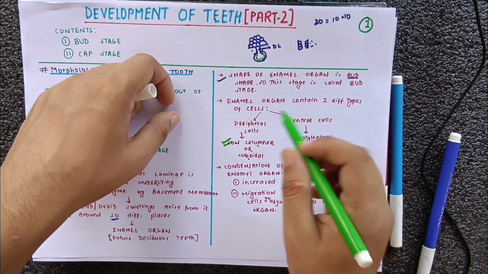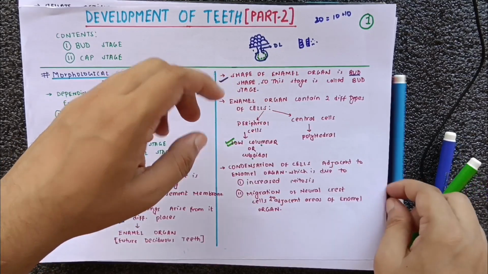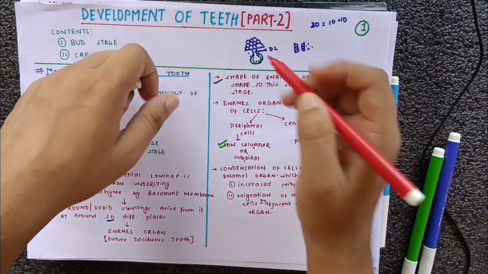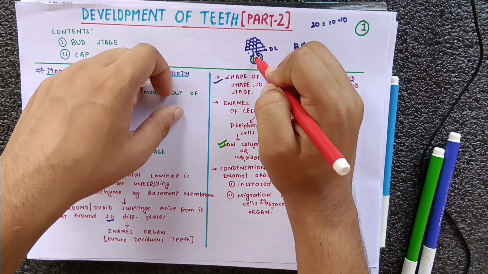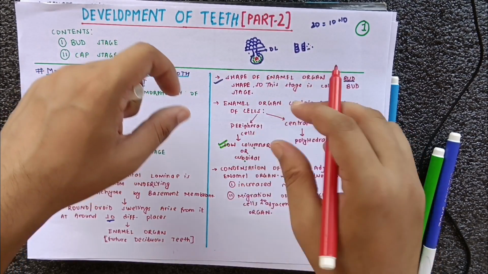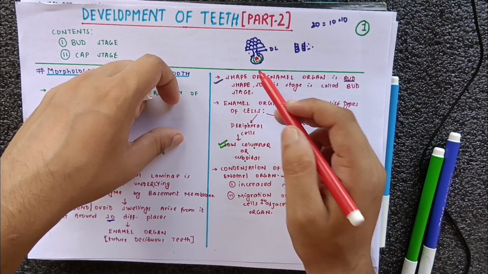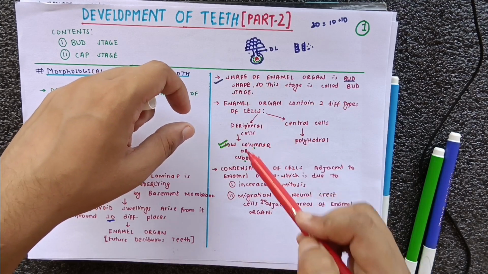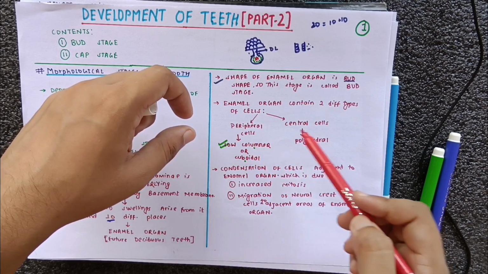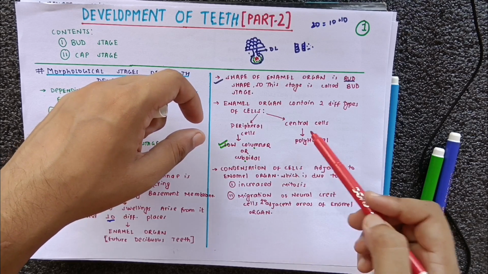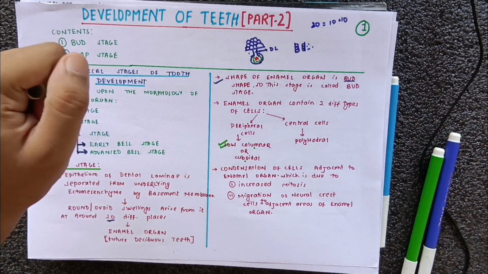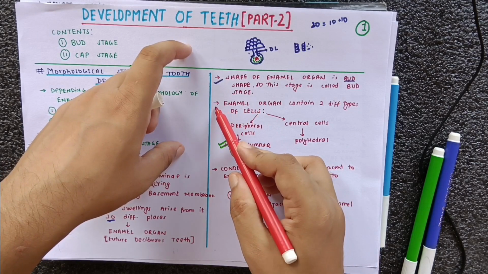Similarly, the central cells, I will show by the red pen. Central cells are the cells present in the center of the enamel organ, surrounded by these green color cells. So the green color is peripheral cells and the red color is central cells, which are polyhedral or polygonal in shape. So we have completed the enamel organ cells.